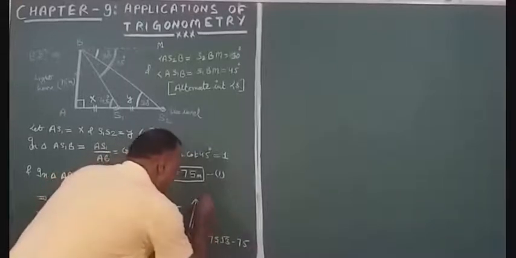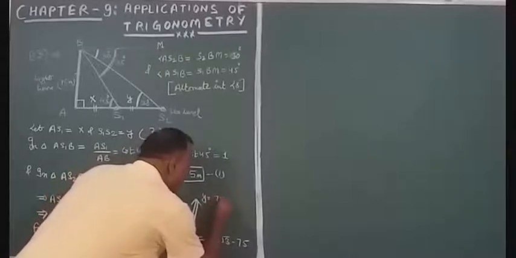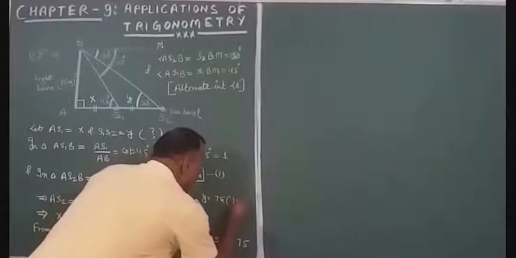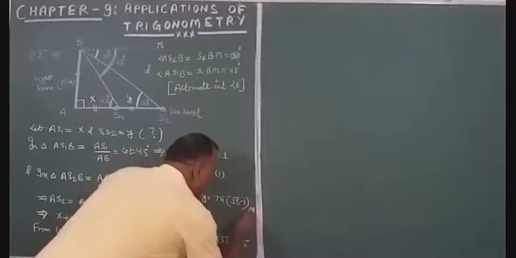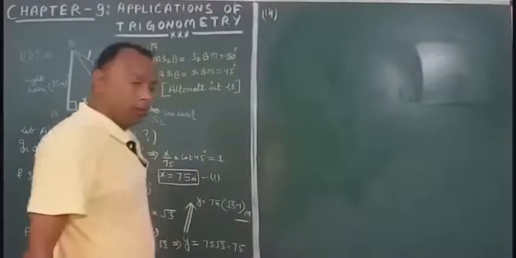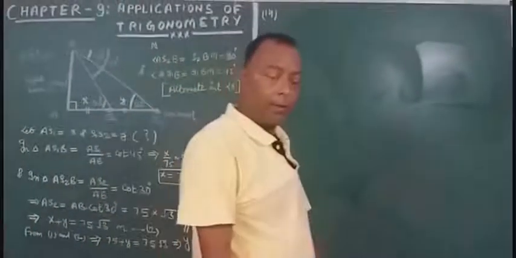Y will be 75, you can take outside under root 3 minus 1 meter. Now just look at the question number 14.